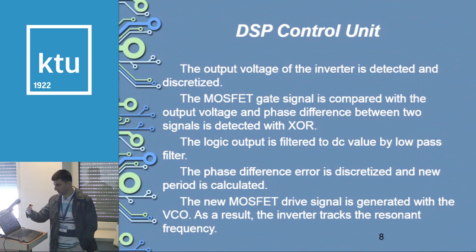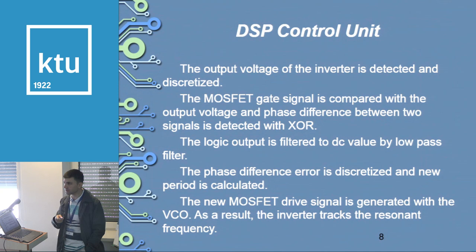The output voltage of the inverter is detected and discretized by the DSP. The MOSFET gate signal is compared with the output voltage, and the phase difference between the output voltage and the switching signal is detected with an XOR gate, a logical gate, but in the DSP module. The logical output is filtered to a DC value by the low pass filter. It has a DC component, and the difference between these two signals according to the DC value is discretized, and a new period is calculated.